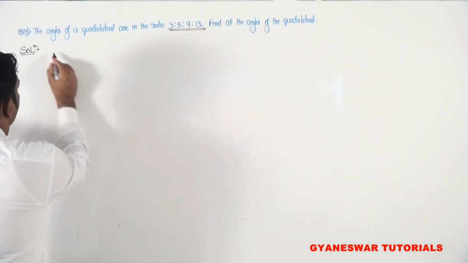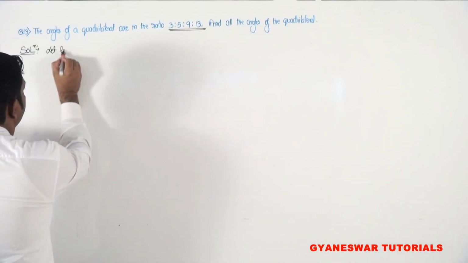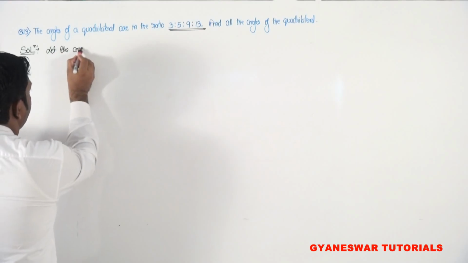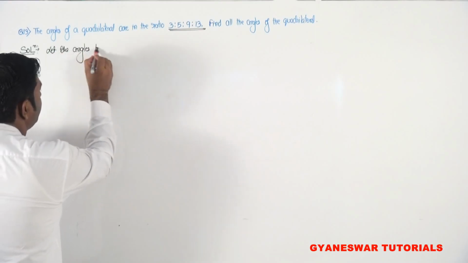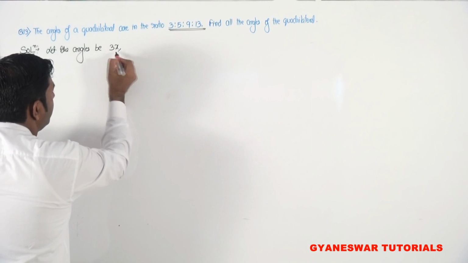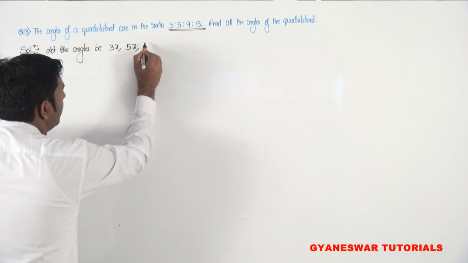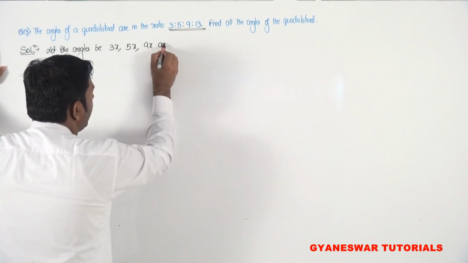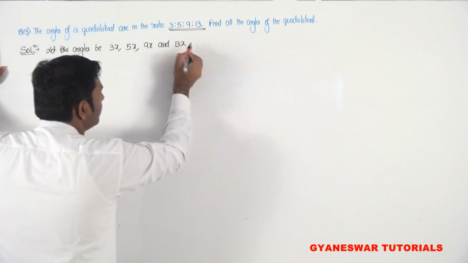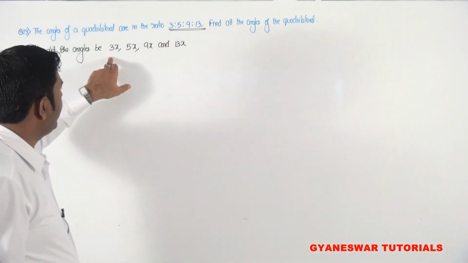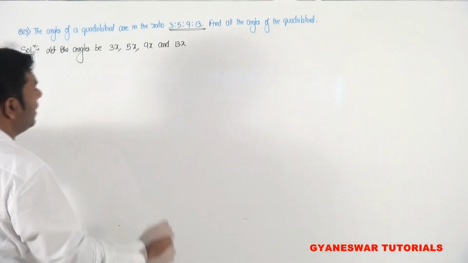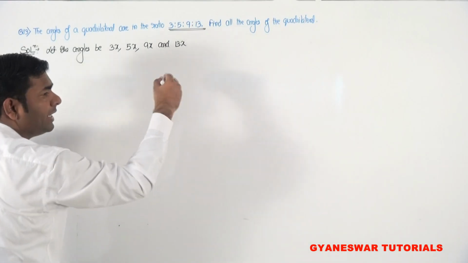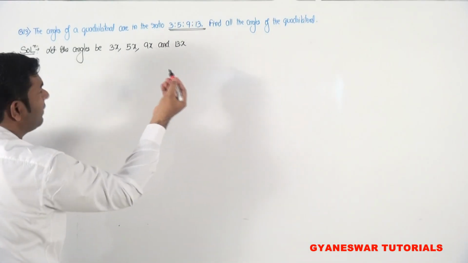तो मैं ऐसा एज्यूम करूंगा, let the angles be 3x, 5x, 9x and 13x. So सभी को ऐड करोगे तो कितना आना चाहिए? 360 आना चाहिए. Angle sum property of a quadrilateral.